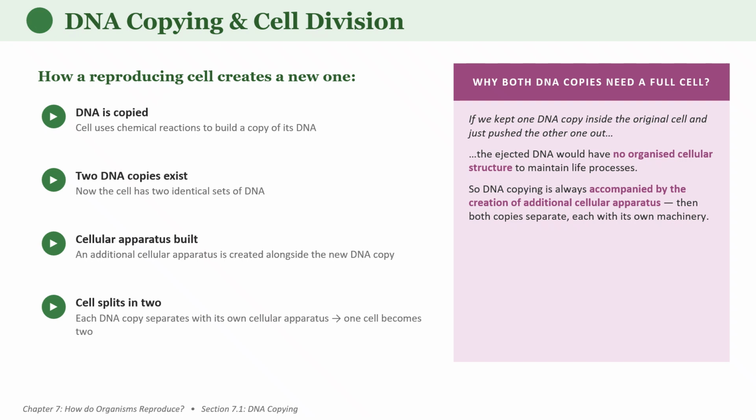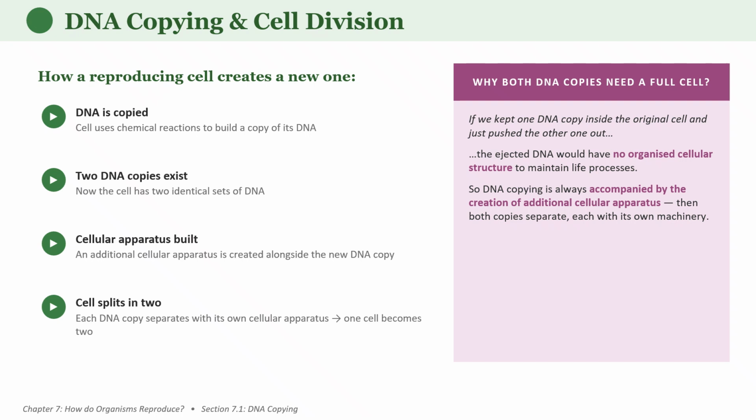How does reproduction begin? The first step in reproduction is DNA replication. Replication is nothing but copying. So, step 1, DNA is copied. The cell makes an exact copy of its DNA using some chemical reactions. And in step 2, what happens? Two DNA copies are formed. The cell now contains the original DNA as well as the newly copied DNA.